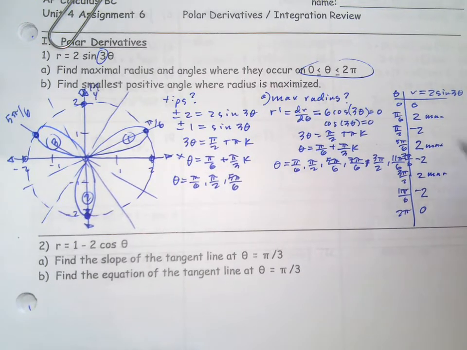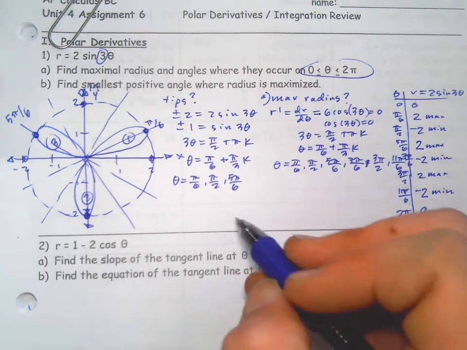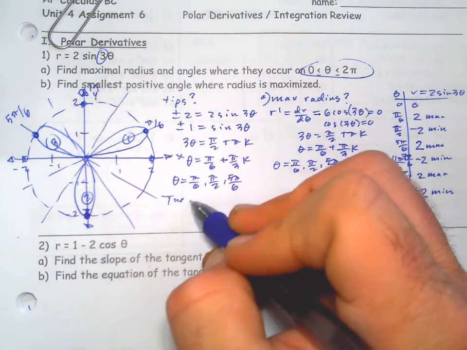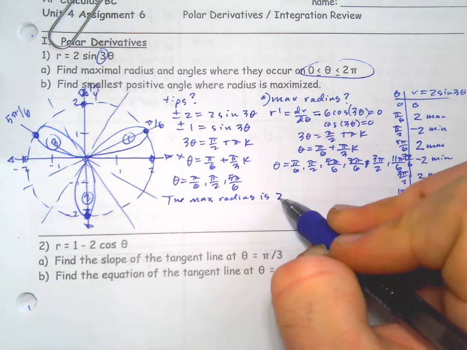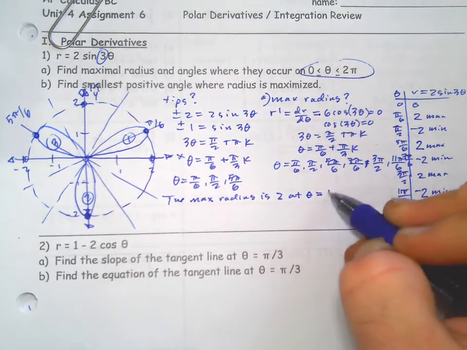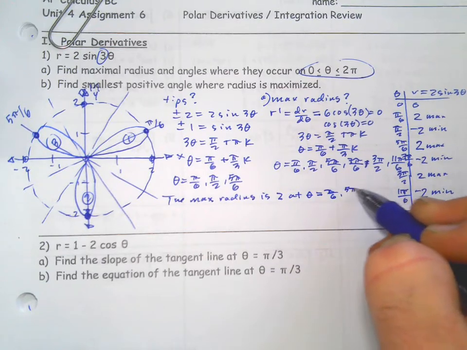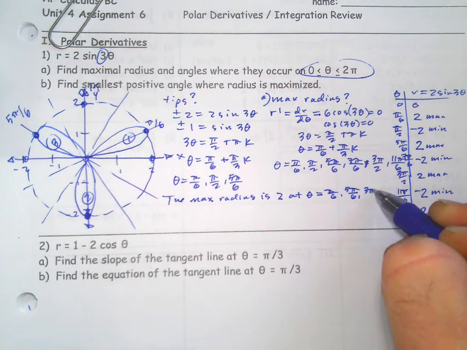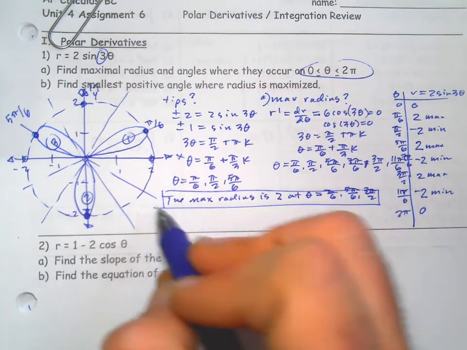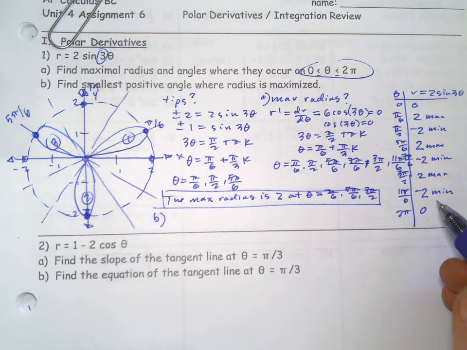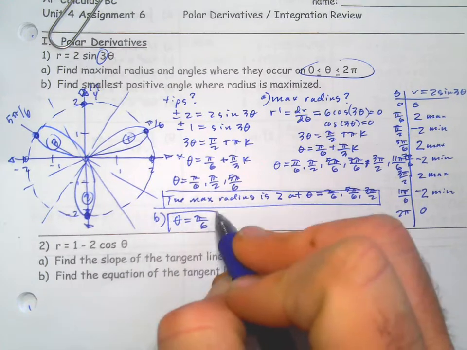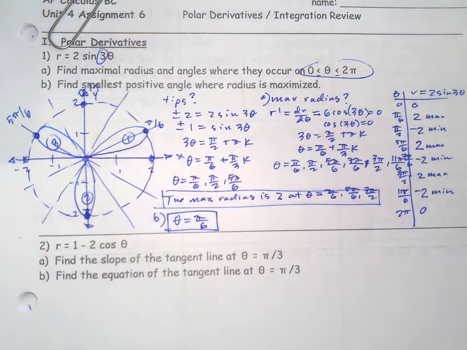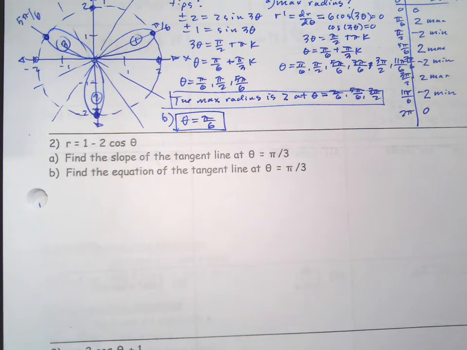And then we have our min values, which are also tips of petals. So we say the max radius is 2 at angles theta equals pi over 6, 5 pi over 6, and 3 pi over 2. And B says, well, what's the smallest positive angle with the radius of maximum? Right there, theta equals pi over 6. So there you go.